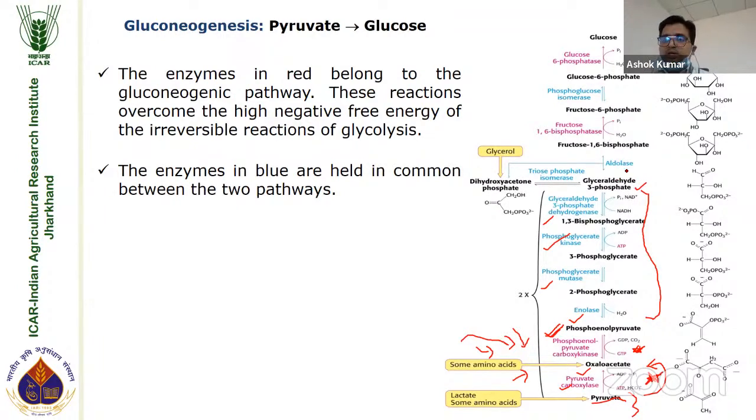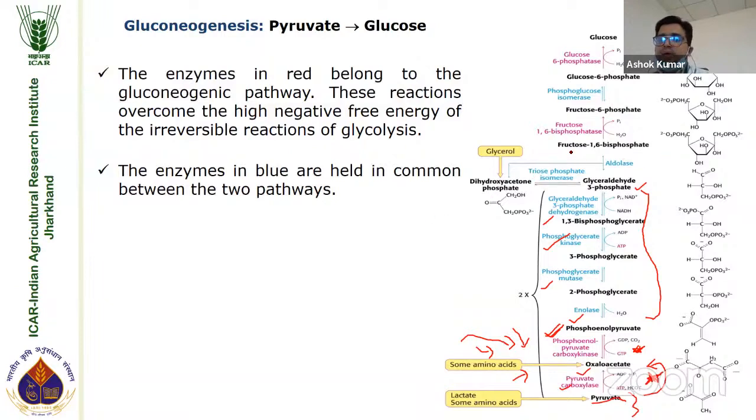Aldolase also catalyzes reversible reactions. What aldolase basically does is a kind of condensation reaction. It condenses 2-dihydroxyacetone phosphate and glyceraldehyde 3 phosphate into fructose 1,6 bisphosphate, and this phosphorylated sugar is formed.